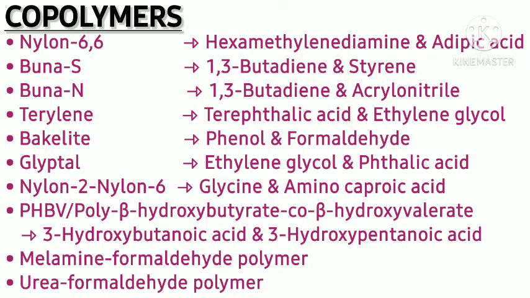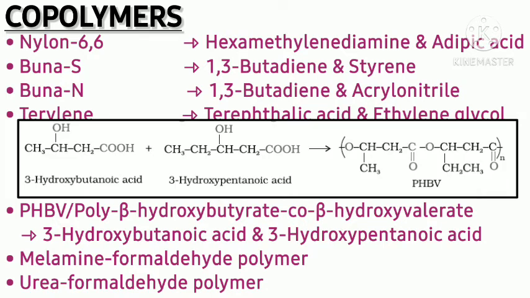The next copolymer is a biodegradable polymer, PHBV, which stands for poly-beta-hydroxybutyrate-co-beta-hydroxyvalerate. If we know the full form of PHBV, then it becomes easier for us to remember the two monomers of this copolymer. They are 3-hydroxybutanoic acid, which is beta-hydroxybutanoic acid, and 3-hydroxypentanoic acid, which is beta-hydroxyvaleric acid.